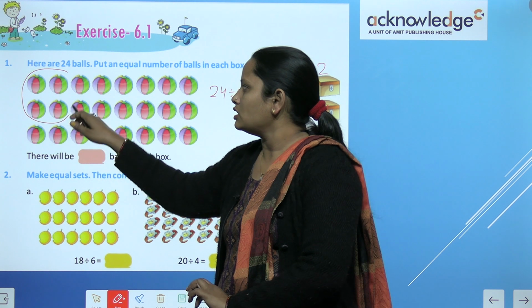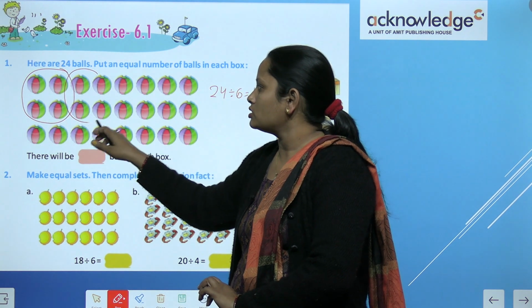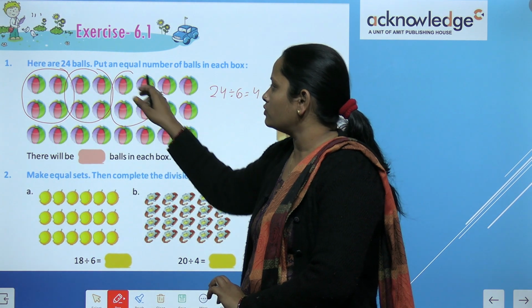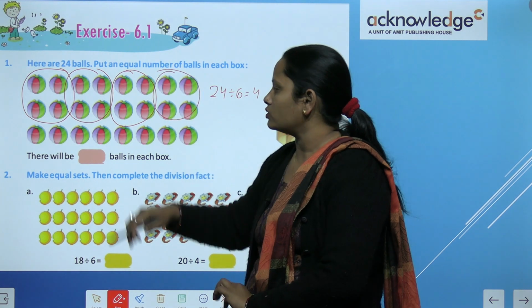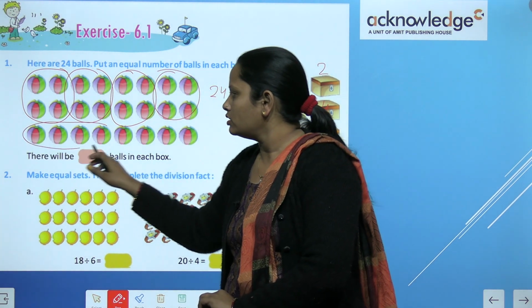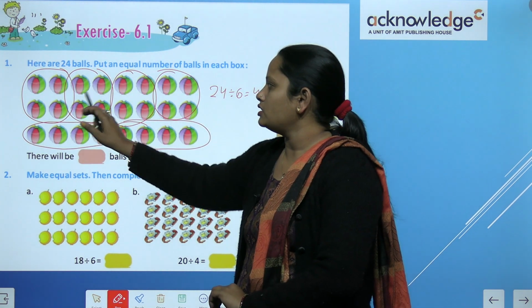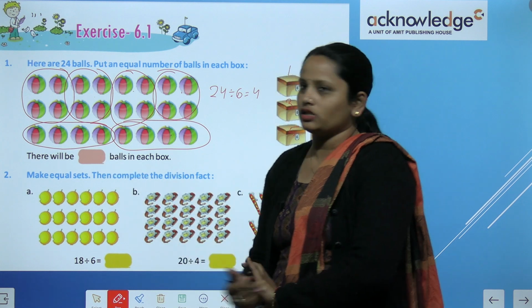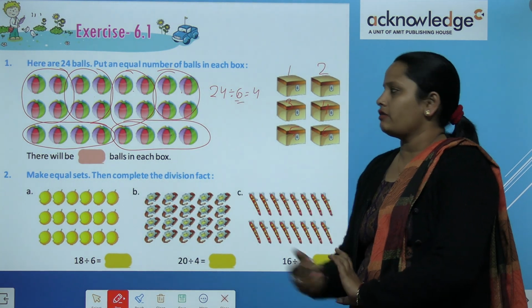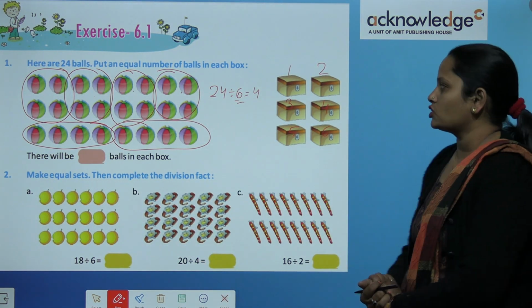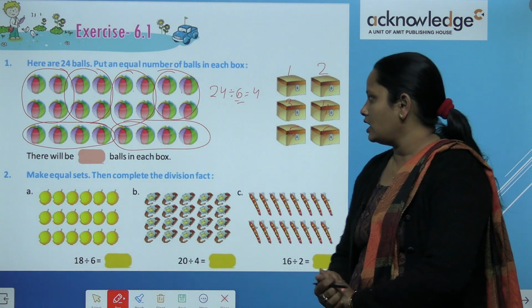1, 2, 3, 4. 1, 2, 3, 4 and 1, 2, 3, 4. Now 4 and 4. So we can see 1, 2, 3, 4, 5, 6. Total there are 6 groups. So we have divided these 24 balls in 6 groups. So we get 4 as the answer.